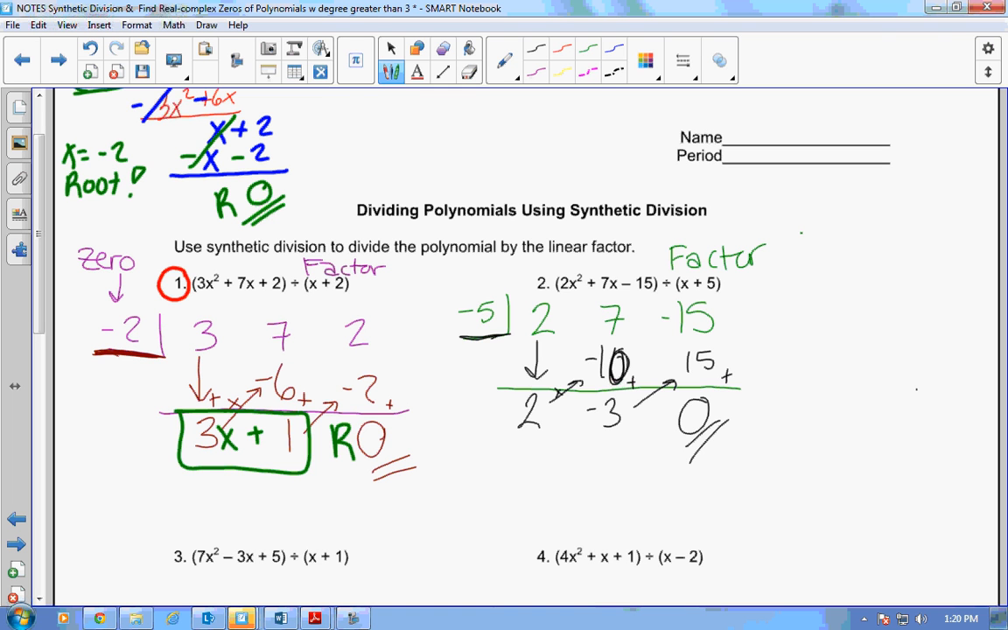Oh, sorry, I looked too far. It was this one. I probably looked at the last example. If we get 0, it means it's actually an x-intercept.